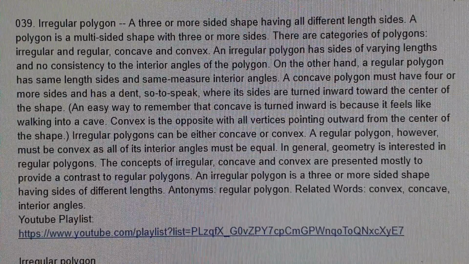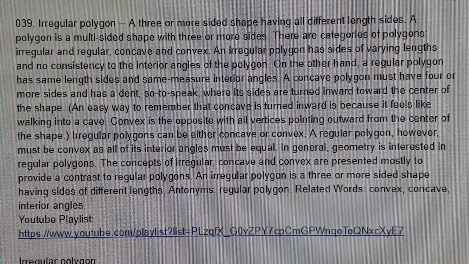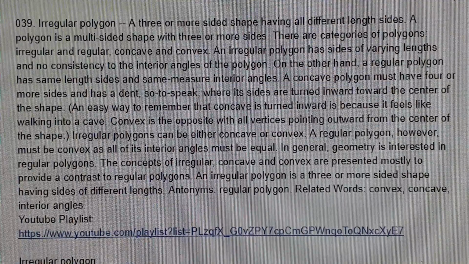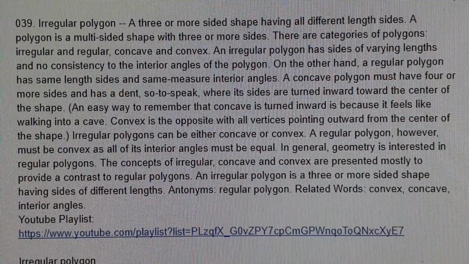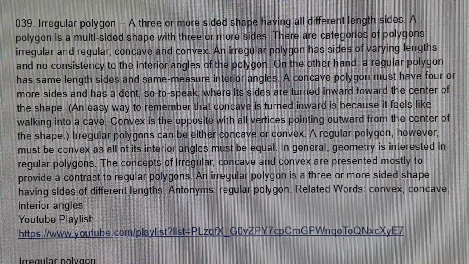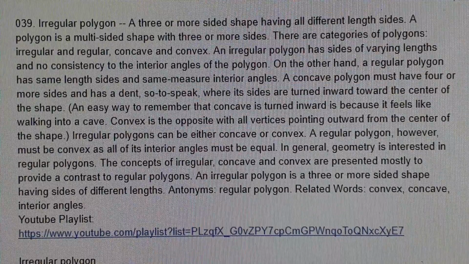Irregular polygon. A three or more sided shape having all different length sides. A polygon is a multi-sided shape with three or more sides. There are categories of polygons: irregular and regular, concave and convex.